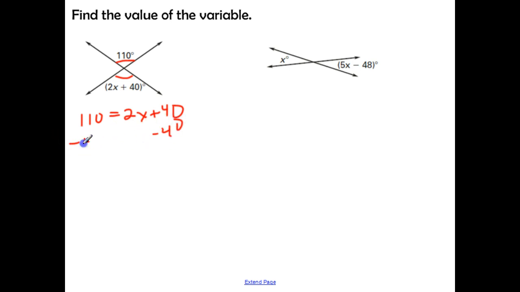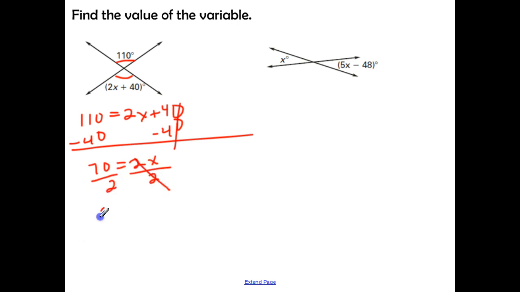So we subtract 40, and then we get 70 is equal to 2x, and then we want to divide by 2 to isolate the variable, and then we get 35 is equal to x. So that's our answer. Now, go ahead and pause, try the second problem on your own, and check back with me to see if you got it right.